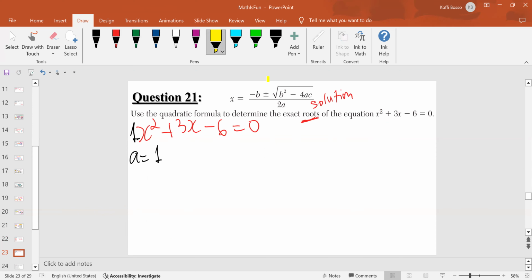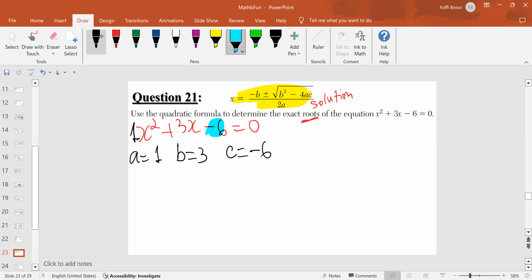Because in this formula, they use a, b, and c. So we want to know what is the value of a, what is the value of b, what is the value of c. The value of a is always the number attached to x squared. So here, 1x squared, or when they say x squared, that means the a is 1. The b is that number attached to the x. So b is 3. And the c is that number with no x. That number is negative 6. Yes, you have to take the number with its sign.